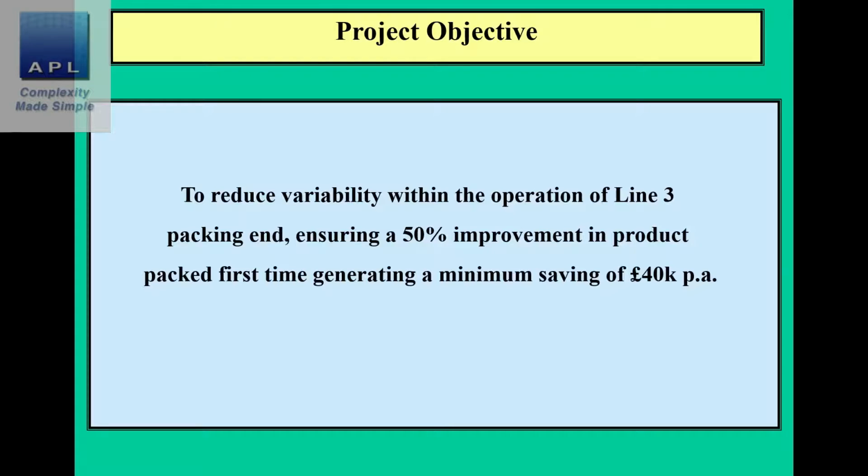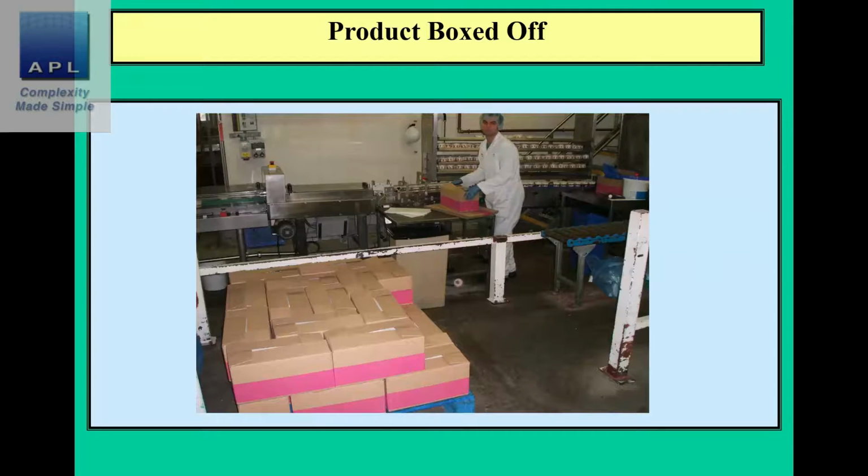So let's take a look at this. What they want to do, they've just said, look, they want to reduce the variability. That's all the project says. They want to reduce the variability and they want to get a line improvement of 50% in terms of packed right first time. Okay, so that's what they're aiming to do. Now here's the guy doing what he shouldn't be doing. He's packing the product in boxes. He shouldn't be doing that. They should be going in sleeves, going on pallets, shrink wrapped, out to the supermarket.